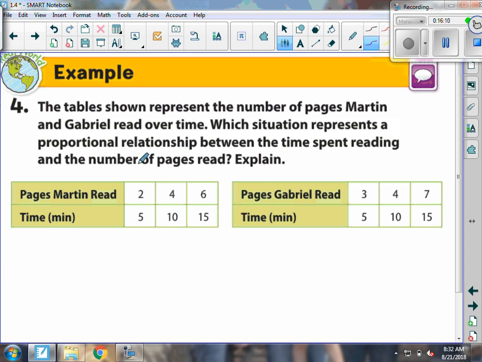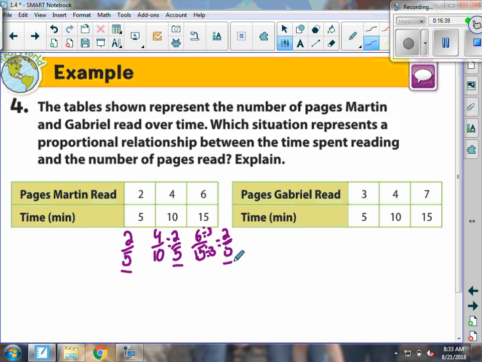Okay, so let's see if this is proportional. So we're going to create our fractions. We have 2/5. That's as simplified as we can get. 4/10. That simplifies to 2/5. And 6/15. Can that be simplified? Yeah, this can be divided by 3. So it equals 2/5. So this one's proportional.